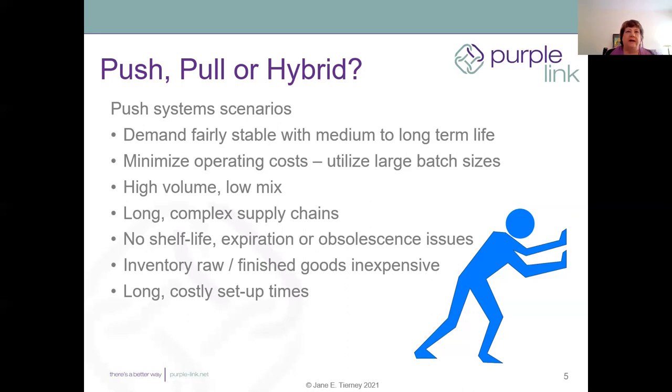And so when you have this push system, you minimize your operating costs because you use large batch sizes. You have a stable production. And so you forecast that out, you set up, you run for long periods of time. You may shut down for maintenance, and then you set up again and run again. Typically, these kinds of parts and goods are high volume, fairly low mix. They may be long, complex supply chains, or very short and simple, where you're making this and selling that.